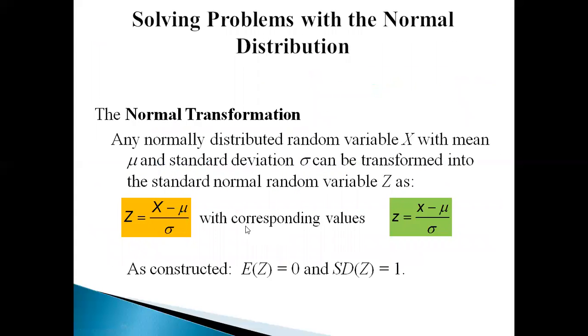Now we can use the normal distribution and solve problems too using our normal transformation. So we already know how to use the z-score, and this is what we would do for the z-score. Now we can say any normally distributed random variable capital X with mean mu and standard deviation sigma can be transformed into the standard normal random variable capital Z as follows. And so basically we are following the same thing. And as we constructed this, remember the expected value or the mean is 0 and the standard deviation is 1.